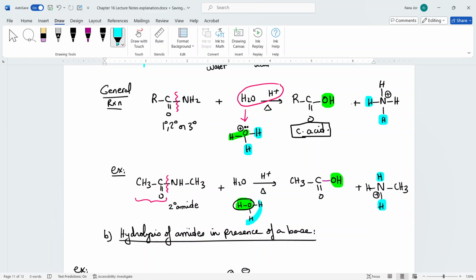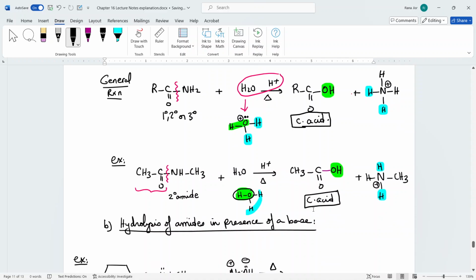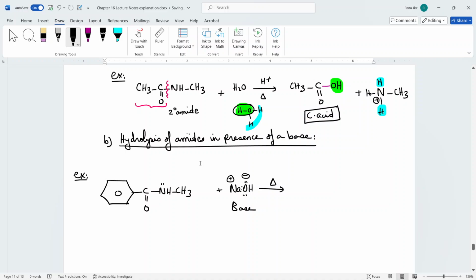It really doesn't matter. So these are the ones that I added, and my product is again going to be a carboxylic acid. Again, my product needs to make sense with the medium that I am working with, and since I am working with an acidic medium, then my product is going to be an acid.